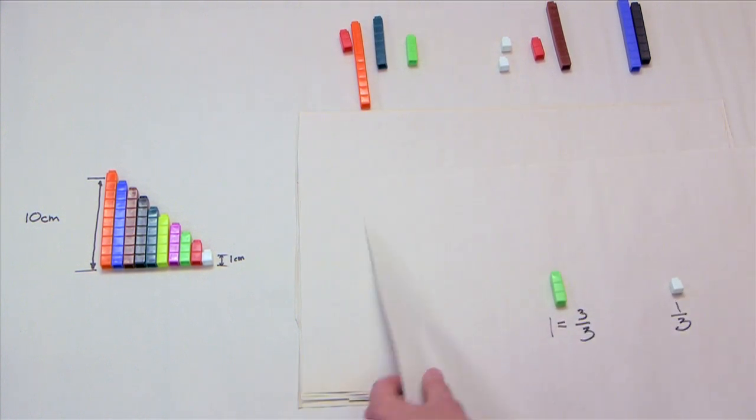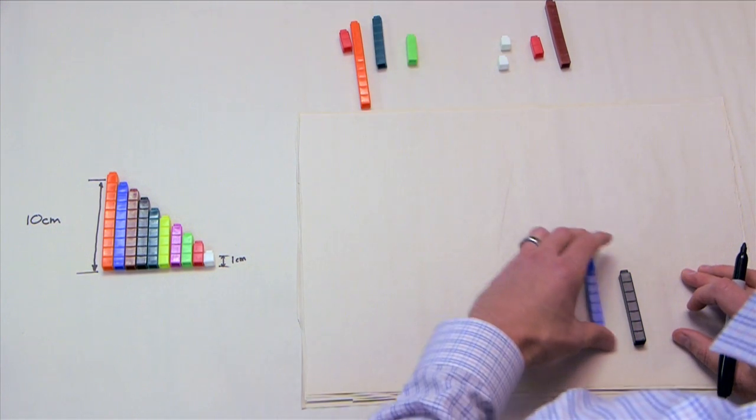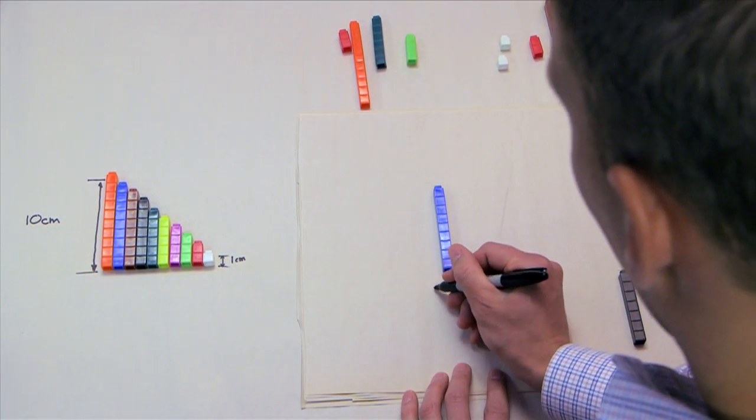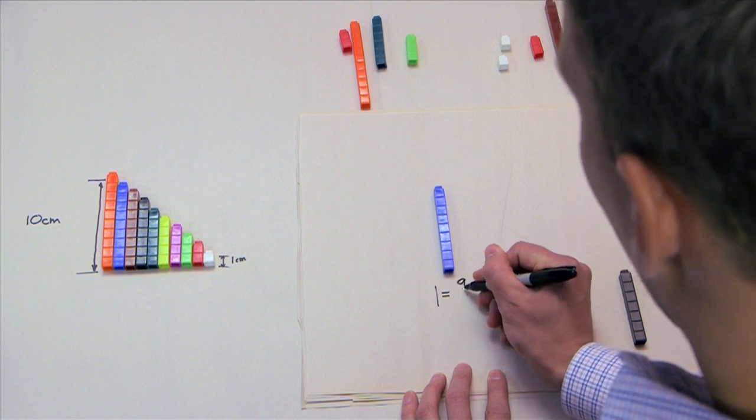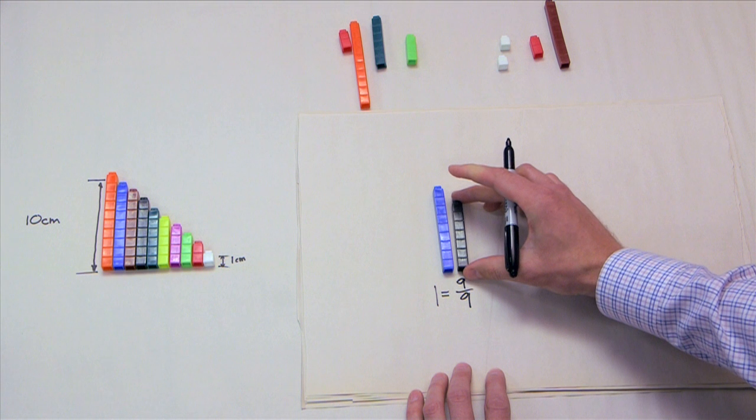Another example could be if the blue Cuisenaire rod represents one whole. The black Cuisenaire rod would represent 7/9.